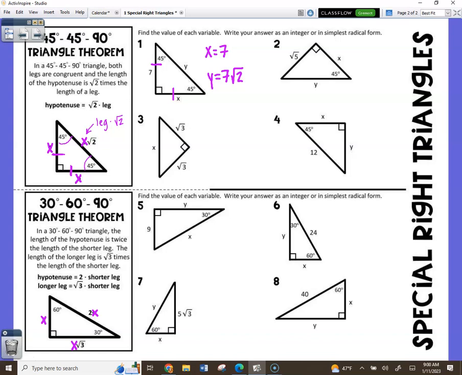Now the reason that one was short and simple was because you knew one of the legs. Number 2, you also know one of the legs. It's just not a pretty number, but it's still the same concept. So I know a leg right here, so x must be root 5. The hypotenuse is the leg times root 2. So just write it, leg times root 2. And then now you have to know your properties of radicals. So root 5 times root 2 is root what? 10.